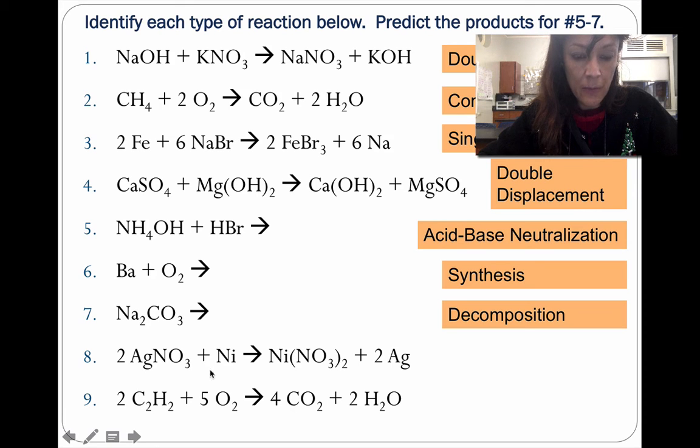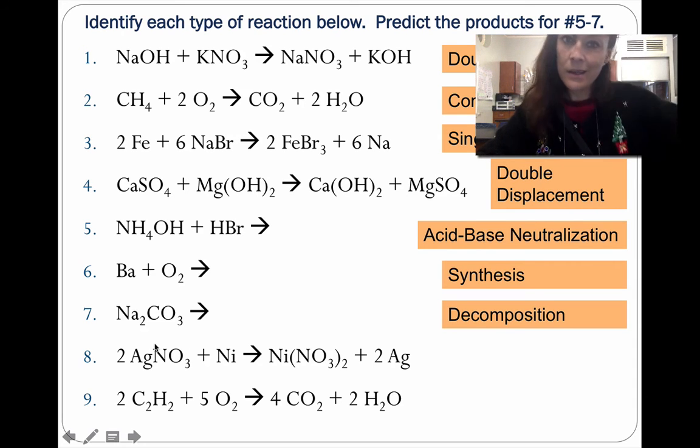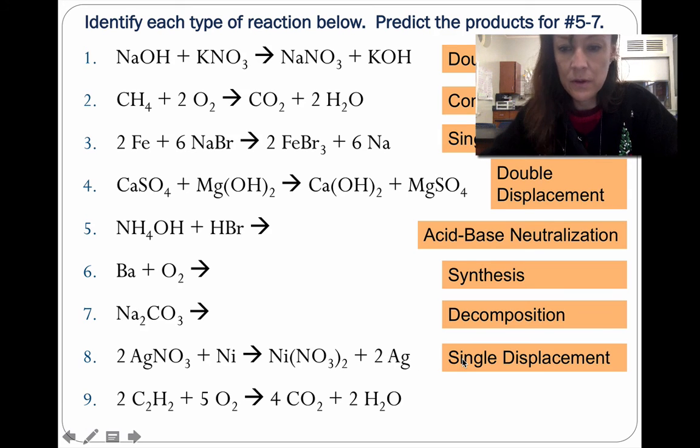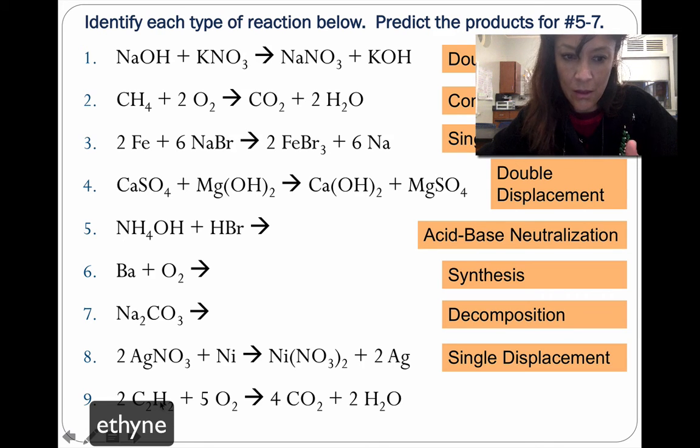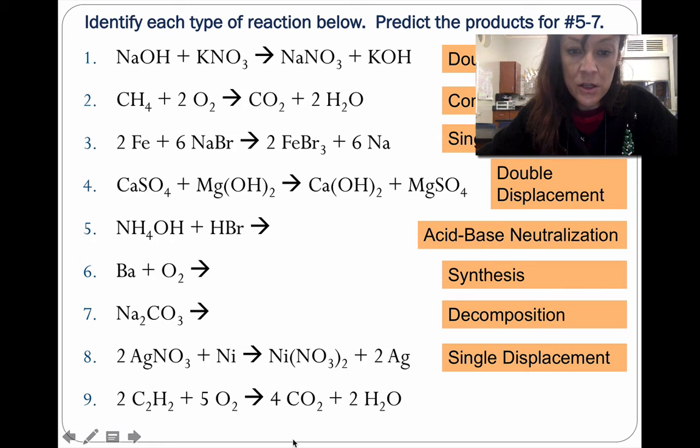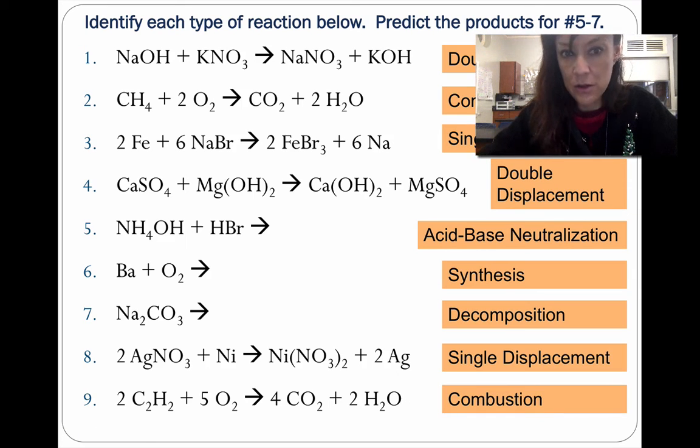Number 8, notice you've got solid, lonely little nickel here in the reactants. But notice it kicked out this silver, so it looks like a single displacement. And then notice I've got this hydrocarbon. Again, ethane. Well, this is actually not ethane. This is ethene, but don't worry about that. It's a hydrocarbon. The presence of oxygen produces carbon dioxide and water. And this guy is a combustion reaction.